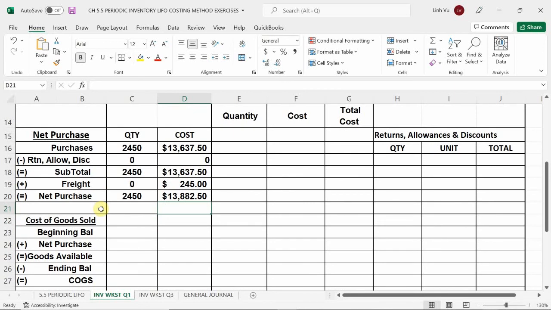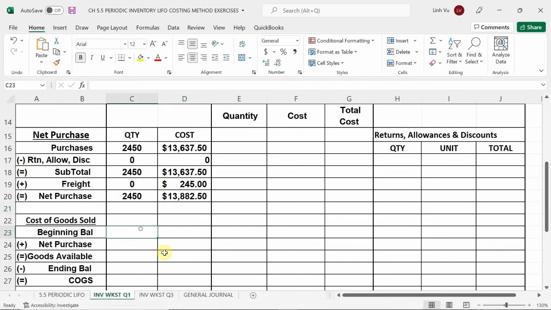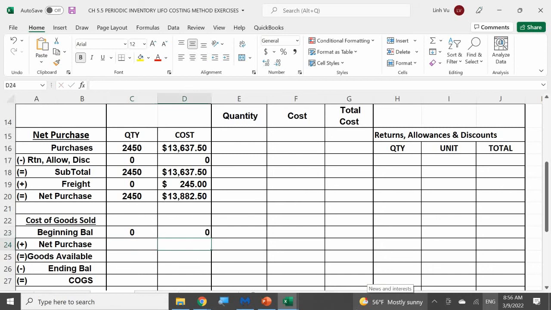Now here our assumption is we don't have any beginning inventory. Okay? And if we don't have any beginning inventory, and we carry our values from above here because that's where we solved for our net purchases, then our net purchases become our goods available because we don't have beginning inventory.